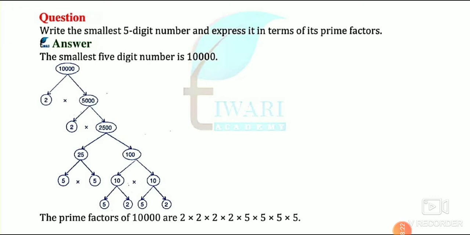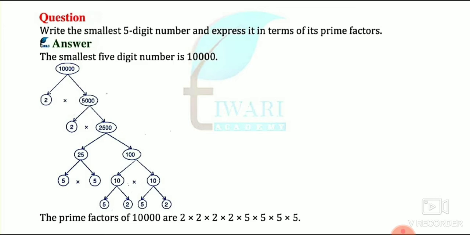Take next question. Write the smallest 5-digit number and express it in terms of its prime factors. So the smallest 5-digit number is how much? The smallest 5-digit number is 10,000. So you have to express it in terms of its prime factors. So 10,000, look at this picture.